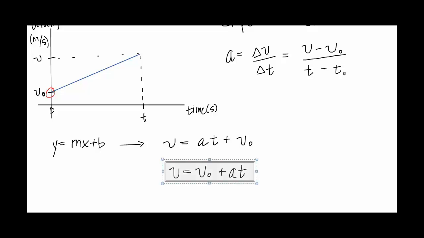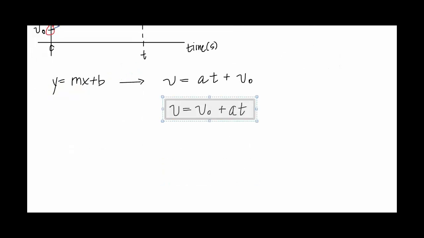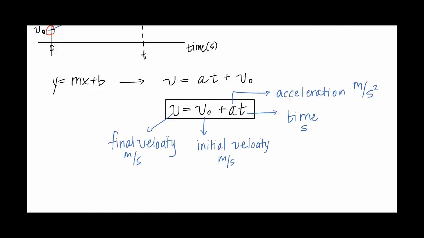That is your first kinematics equation. Most of the time you guys like a box, so there's your box. And each one of these variables defined, final velocity, initial velocity, acceleration, and time, and they all should be in SI units. Kilograms, meters, seconds. Those are all SI units.